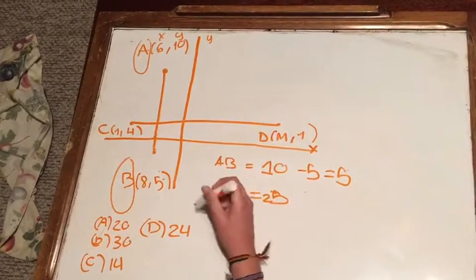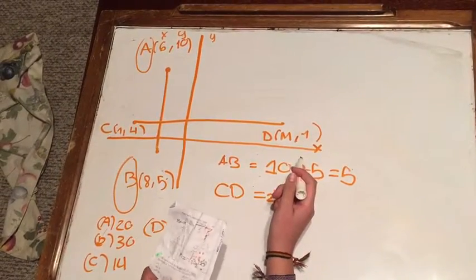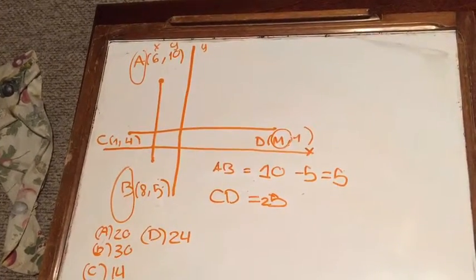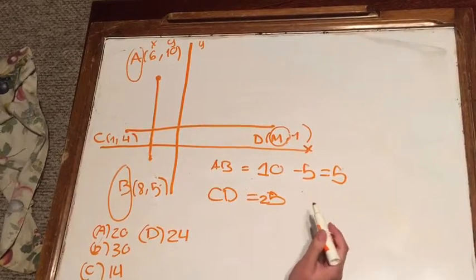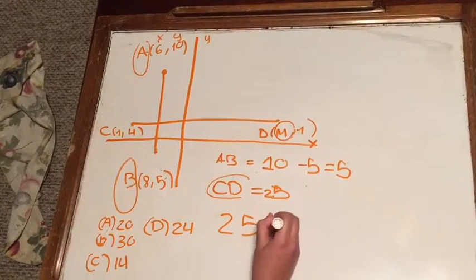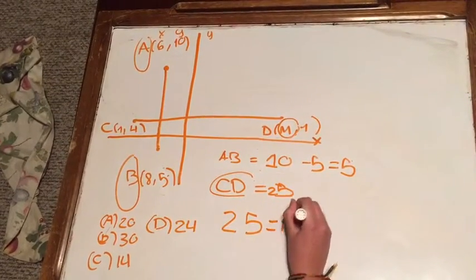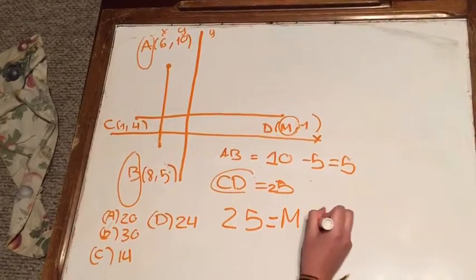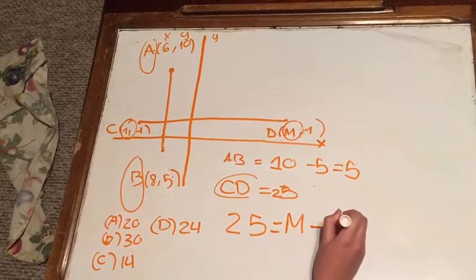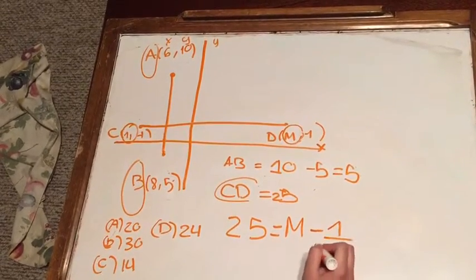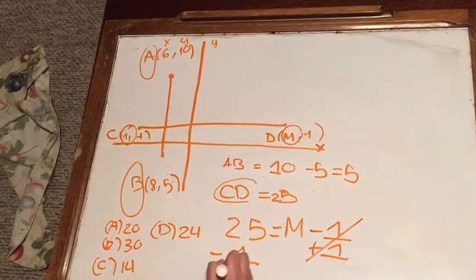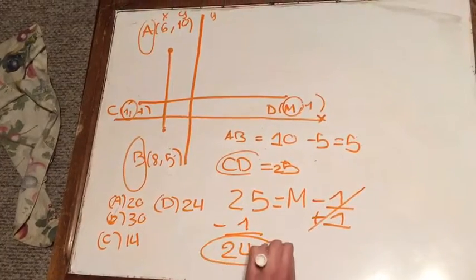Now that we have this information, we need to find the value of M. So we need our equation. The first thing we should do is write down the 25 from the CD. So we have 25 equals M minus 1, because we're looking for the value of M. And we have the 1 from the x. To get rid of the 1, we add. M minus 1 equals 24. So our answer is 24.